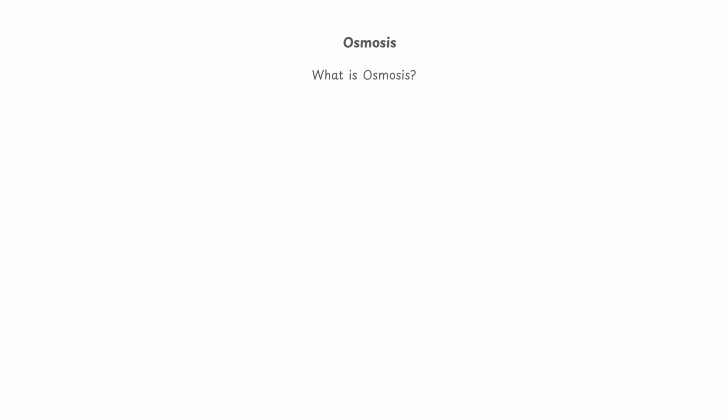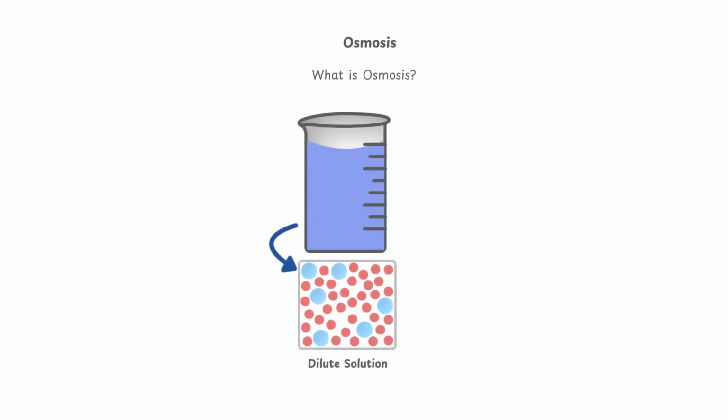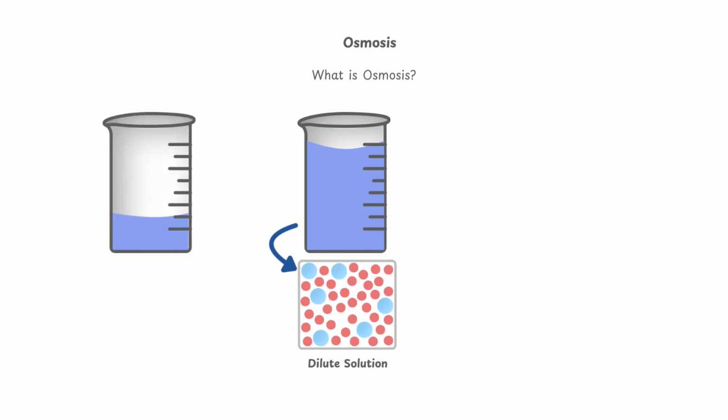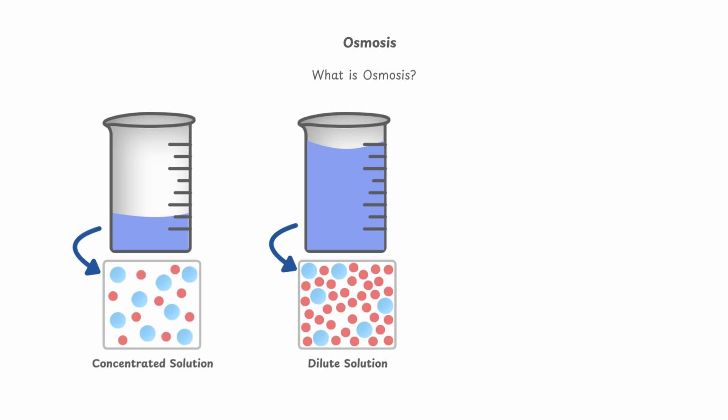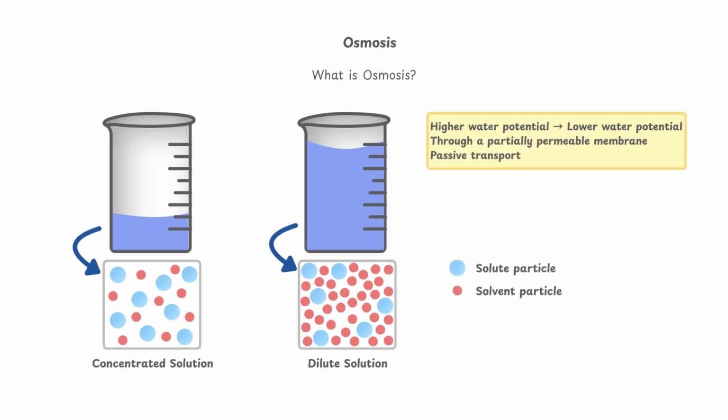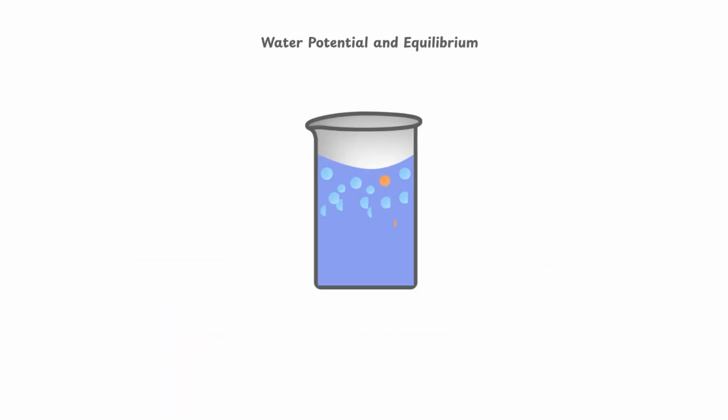Osmosis is the movement of water molecules from an area of higher water potential, which is a dilute solution, to an area of lower water potential, which is a concentrated solution, through a partially permeable membrane. Like diffusion, it is a type of passive transport and does not require energy. Osmosis only applies to water molecules.